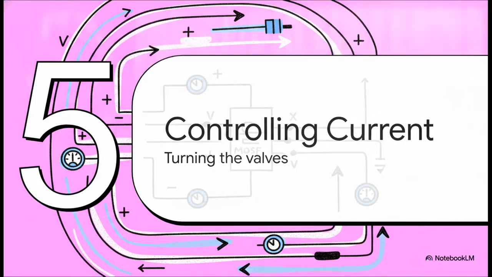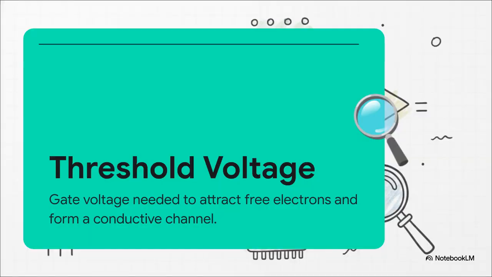Section 5. Controlling the current. Okay, we've built the physical structure. Now let's observe what actually happens when we start tweaking the voltages on these different terminals. How do we actually control the current flowing from the drain to the source? It all starts with the gate voltage. If the gate voltage is at 0, there are no free electrons. No channel exists, and absolutely no current can flow between the source and the drain. The device is fundamentally off.